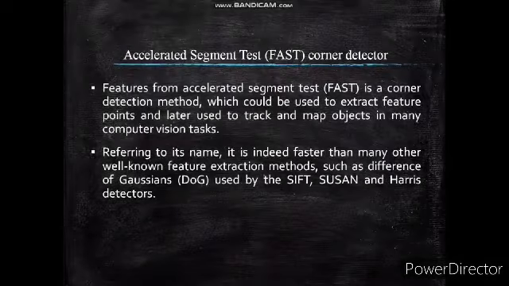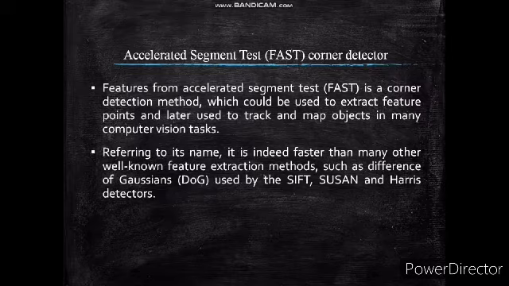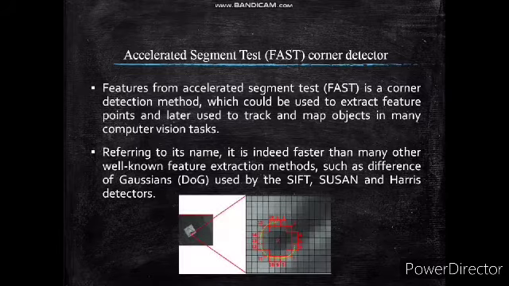Let's move on to Features from Accelerated Segment Test, also known as FAST. FAST is a corner detection method which can be used to extract feature points and later used to track and map objects in many computer vision tasks. Referring to its name, it is indeed faster than many other well-known feature extraction methods such as difference of Gaussian used by SIFT, SUSAN and Harris detectors. FAST corner detection is very suitable for real-time video processing applications because of its high-speed performance.